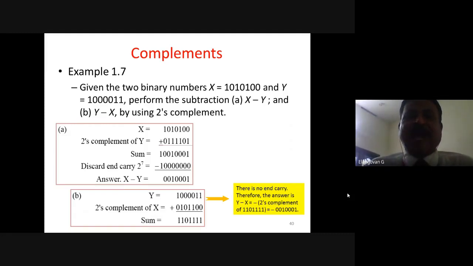If you want to subtract two numbers, x minus y, you have 1010100, and you take the value of y with its 2's complement as 01111101. You add these two numbers and you will end up with 1001001, and there is a carry. In 2's complement, if a carry comes, we discard it and we get the result as x minus y. Sometimes there won't be any carry generated. That means the subtrahend is greater than the minuend. Whenever that happens, we have to take the 2's complement again for the result.